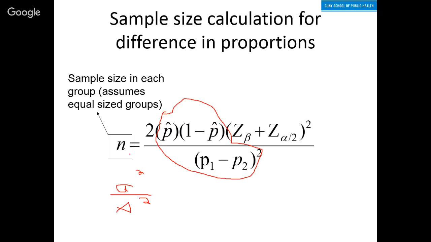In general, if you have very unequal sample sizes in a two sample test, you're going to continue being limited by the smaller group.